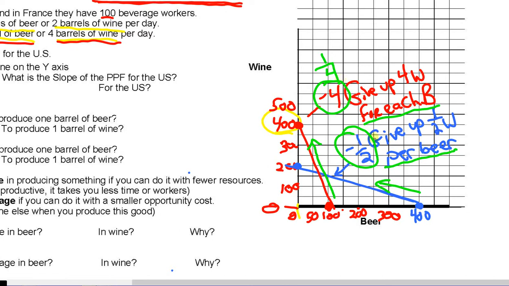And similarly here for the United States, the reciprocal of that would be 2. So that means that if we were not trading, and in the United States we were stuck on this production possibilities frontier, we would have to give up 2 beers for each wine we got. 2 beers per wine. So that's how you do the opportunity cost if you've watched the other video.